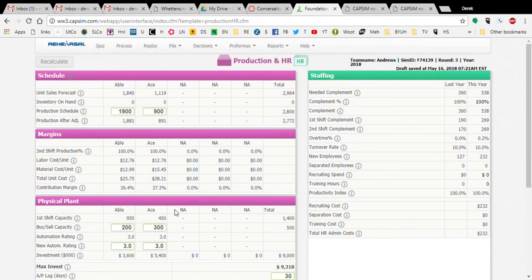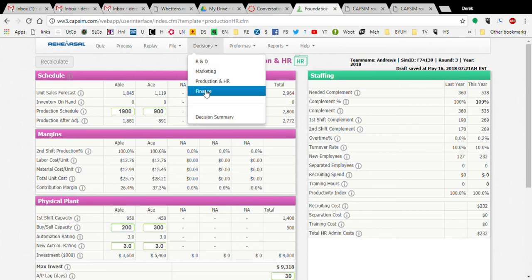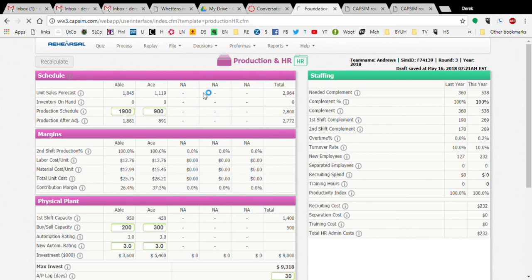So I've got those in. I'm making as much as I can this year. I wish I could make more. And the second thing I do here is make sure I have enough capacity for next year. Trying to anticipate what I'll need and add capacity that year. The last of the decisions is a finance decision.